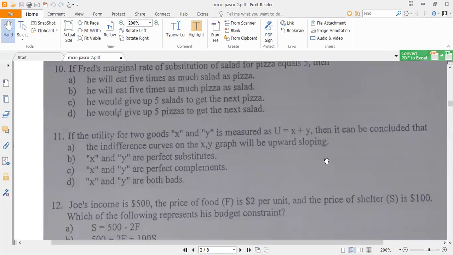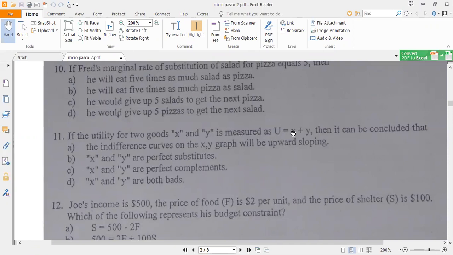Question 11. If the utility for two goods, X and Y, is measured as U equals X plus Y, then it can be concluded that... All right, so this means that before you get your utility, you have to consume both good X and good Y. It means that these two goods are being consumed together. So that should be C. You have to consume both X and Y before you get your U.